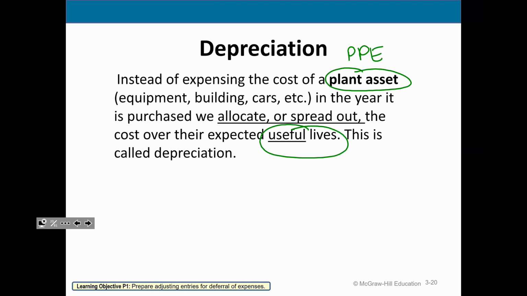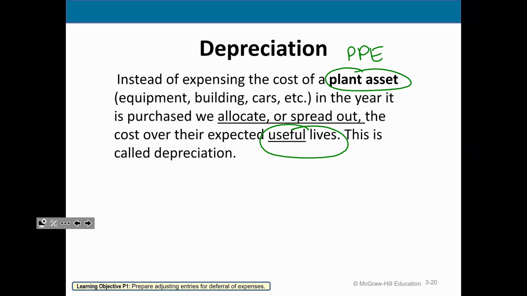How many years would you say a computer lasts? Five? What does PPE stand for again? Property, plant, and equipment. No problem. Ten years? No, that's too much. Five was good. Three to five usually. The IRS usually says three. How many years do you think these tables will last? Ten to twenty years, depending on the wear and tear.